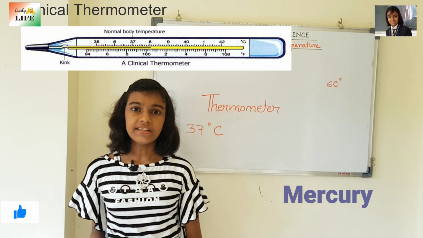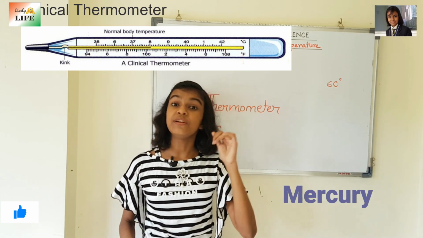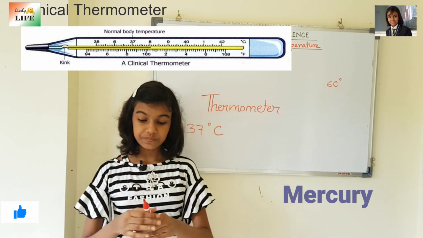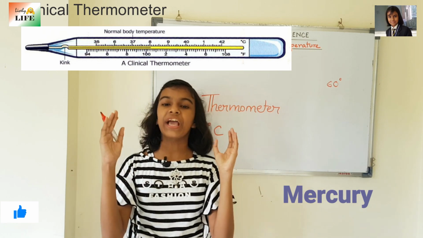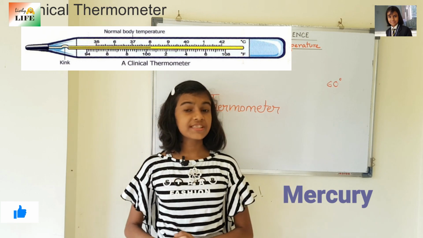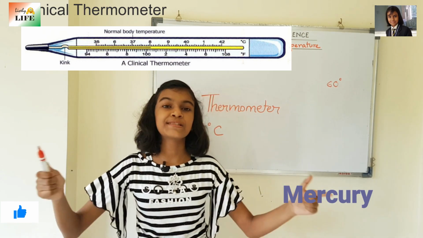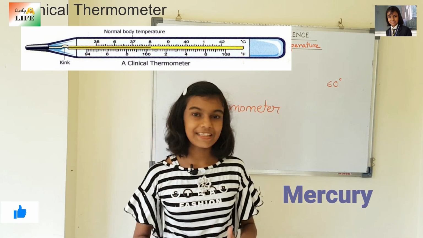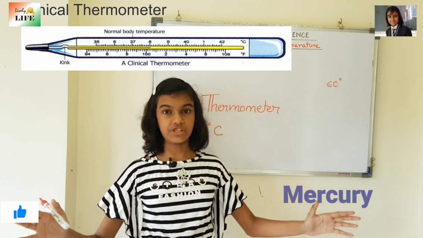Okay. Then why is mercury used in thermometers? Why not any other metals? There are some reasons why mercury is used in thermometers. What are those reasons? Mercury has a uniform rate of expansion. In the previous classes, we have learned about expansion and contraction, that metals expand on heating and contract on cooling, right? Mercury is also a metal, so it will also expand, but mercury has a uniform rate of expansion, okay?